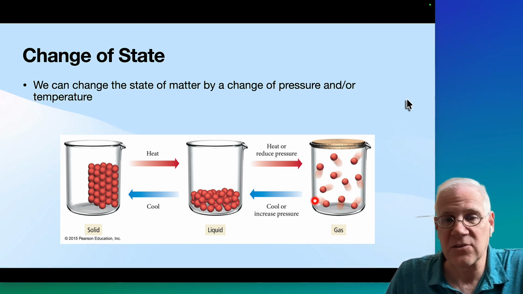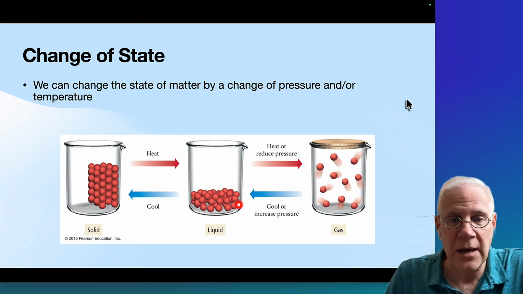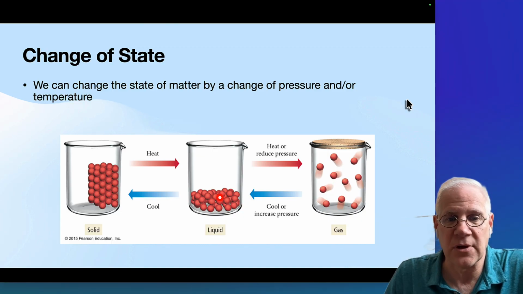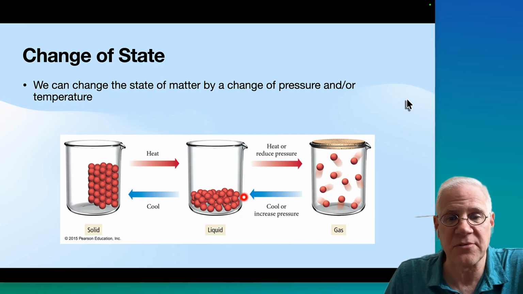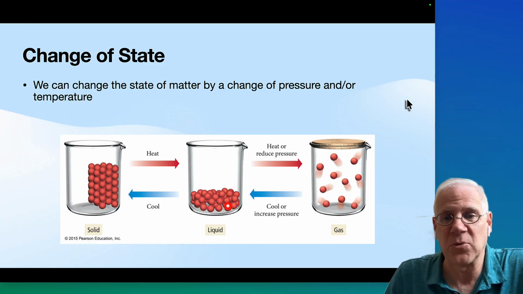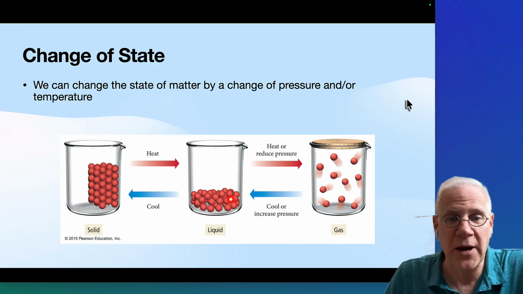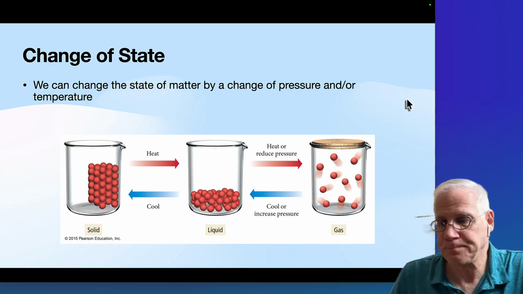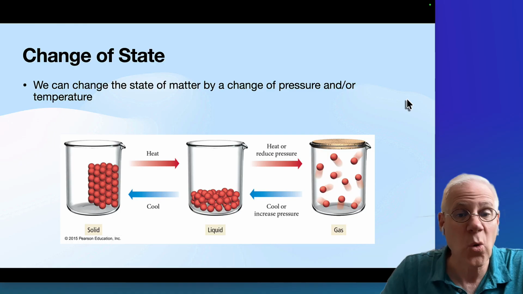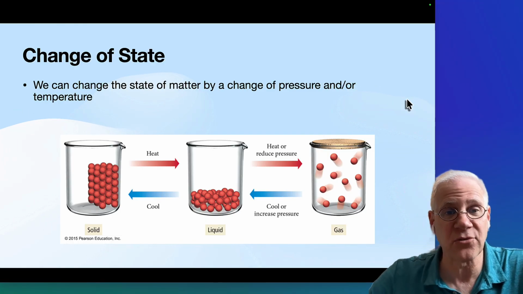Now, if you want to go from a gas into a liquid, you can cool it down. That lowers the thermal energy, or you increase the pressure, thus decreasing the amount of space between particles by decreasing the volume perhaps, and they start sticking together and become a liquid. Or you can do a combination of those two things as well.